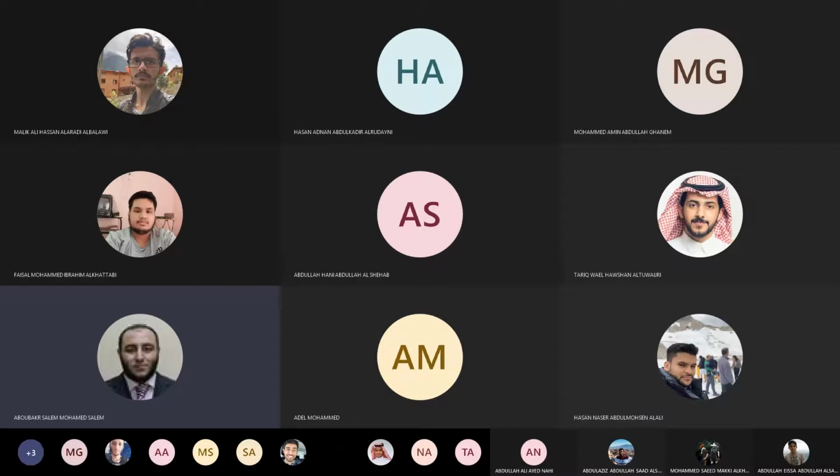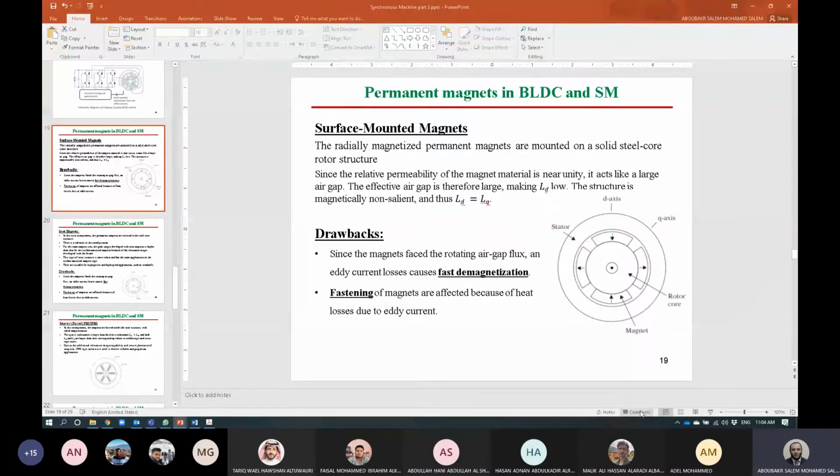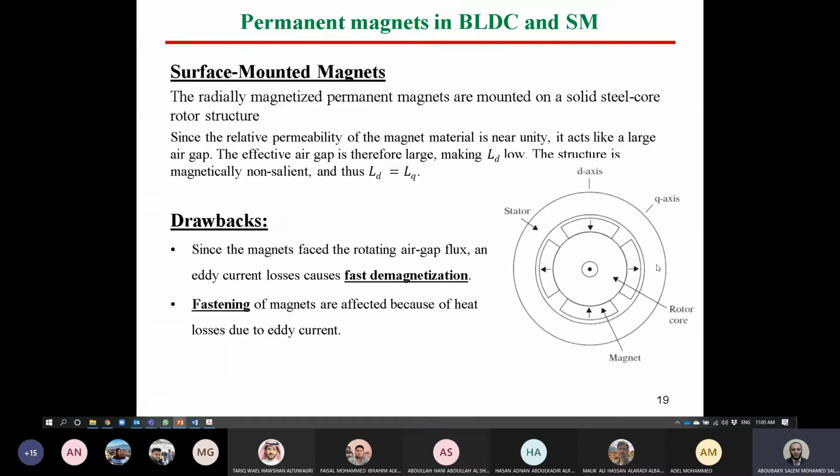Permanent magnets in synchronous machines. What are the different permanent magnet schemes in synchronous machines, and what are the advantages and disadvantages of these types? Then we will discuss the last part of the dynamics of synchronous machines, and hopefully finish this today, inshallah. So, starting, Shabab, from permanent magnets.